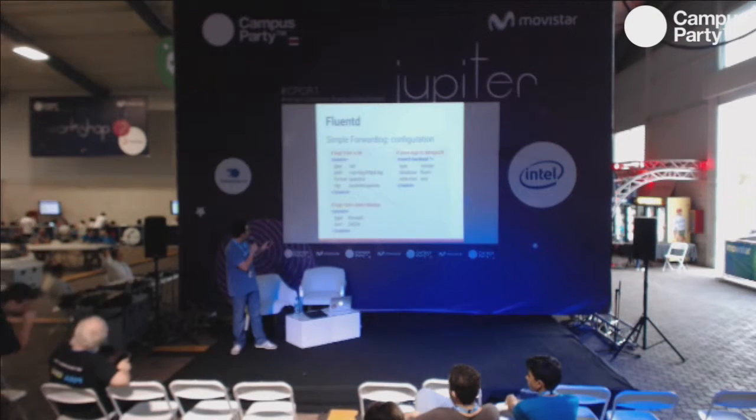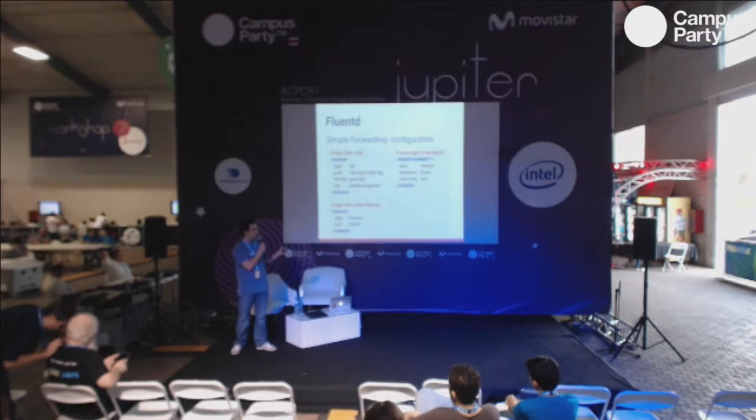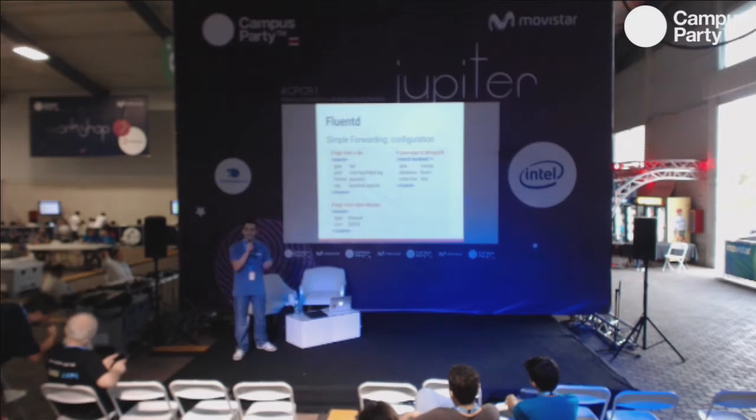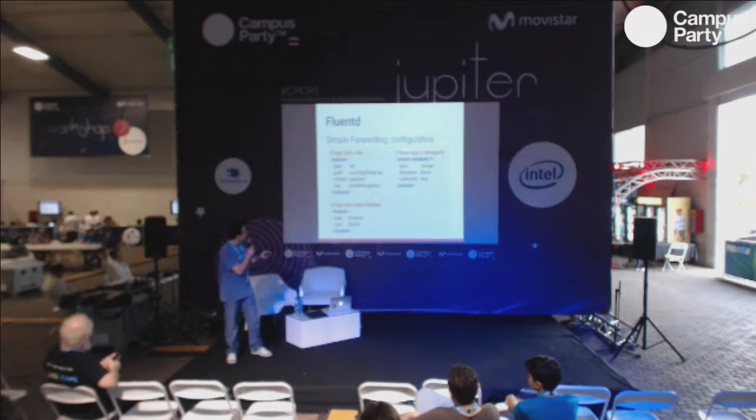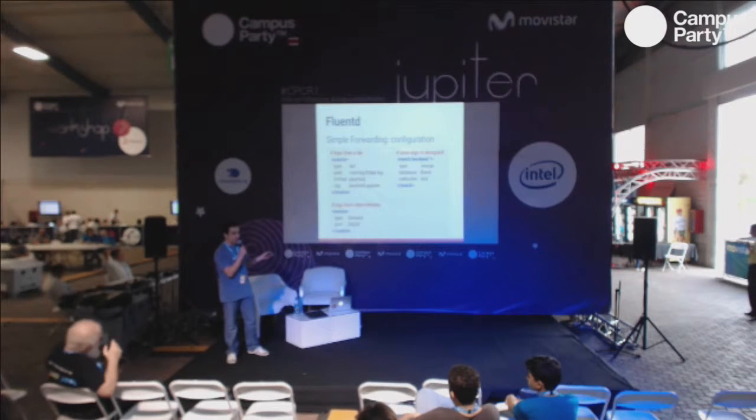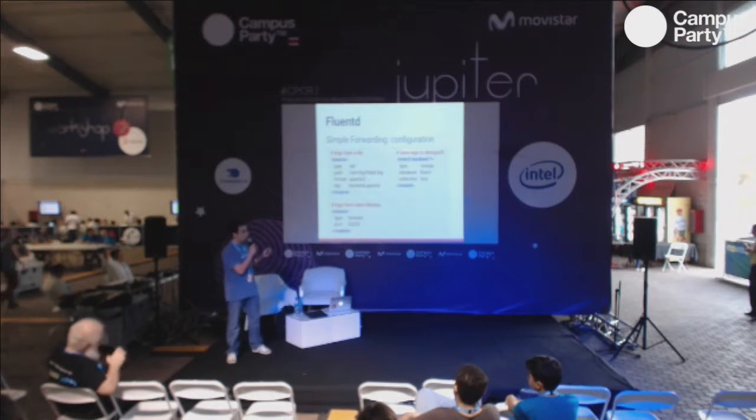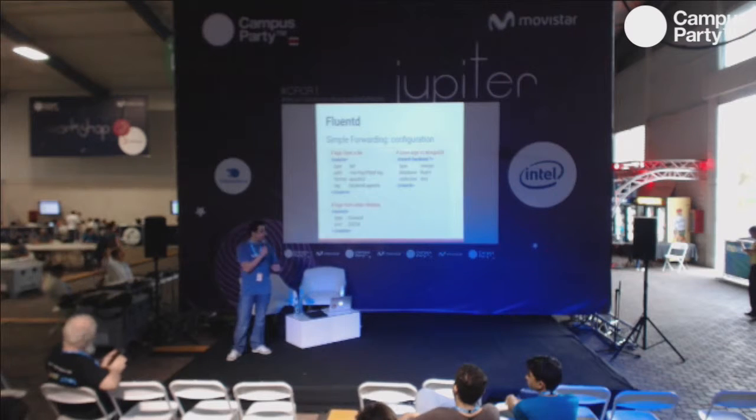Okay? Once we get that source, we need to make a match. A match means, okay, if I got this information, what am I going to do with that? The match allows you to match the tag, which is Apache in this case, and perform some operation. In this case, we're going to push the information out to a MongoDB database.